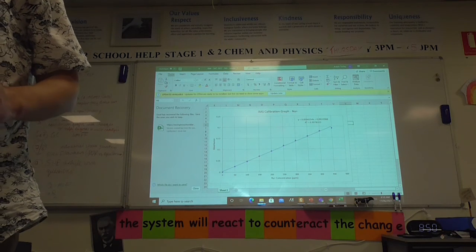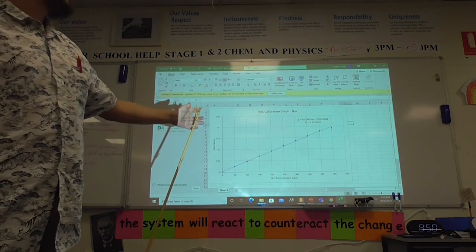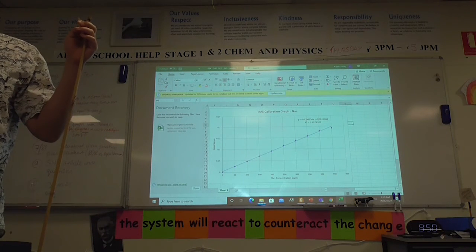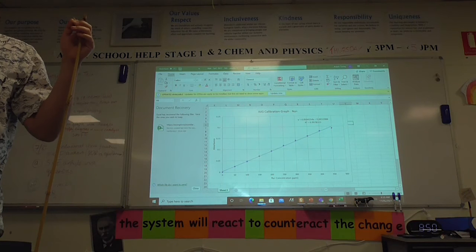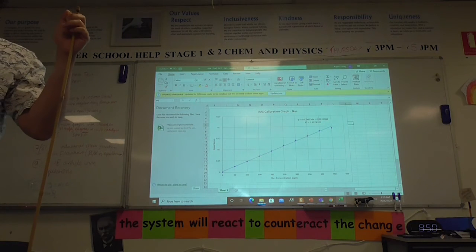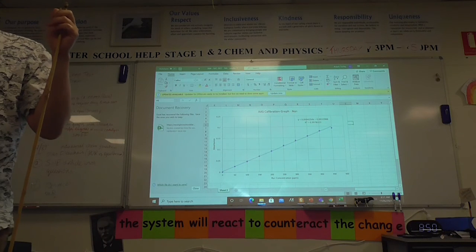So when you get an AAS question in the exam or in your test, and you see dots about the line, that's an example of random error. If you see it not go through the origin of the graph, that's an example of a systematic error. How can you fix it? You calibrate the machine, which means you drop all the data points down a sufficient amount to bring it in line with the origin of the graph.